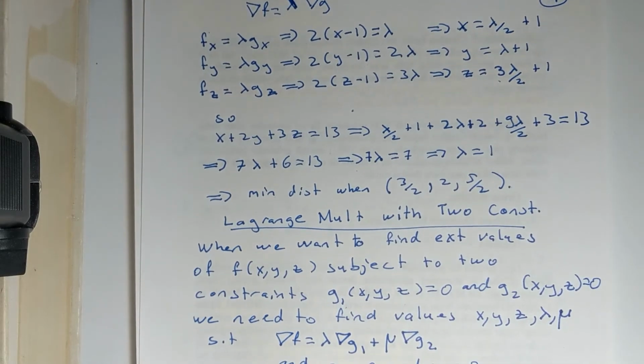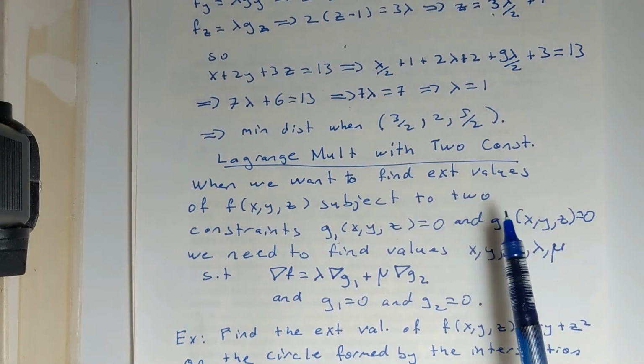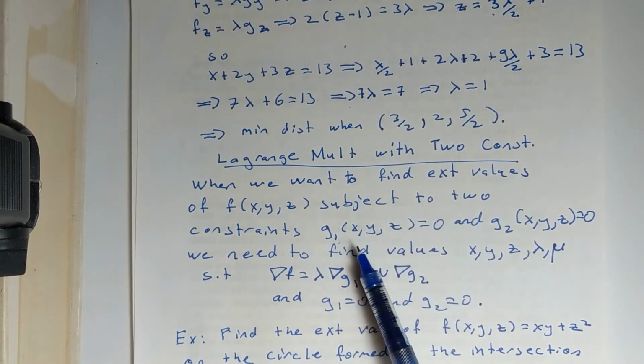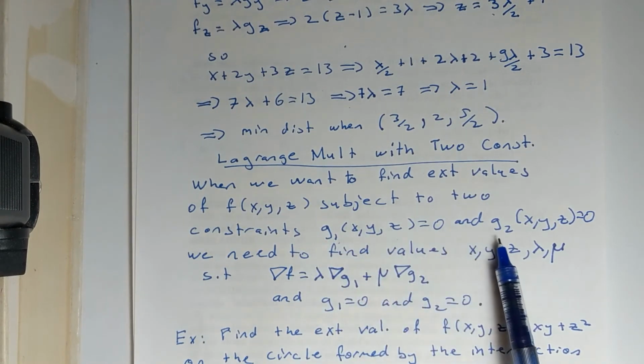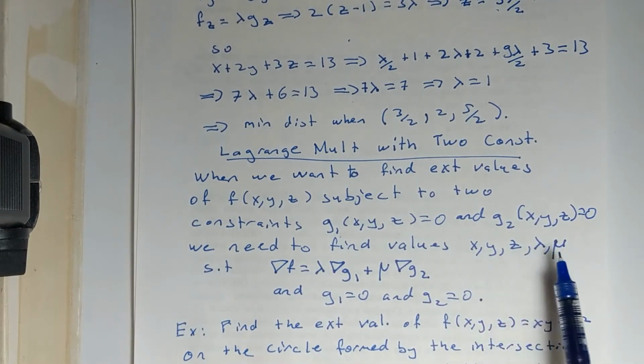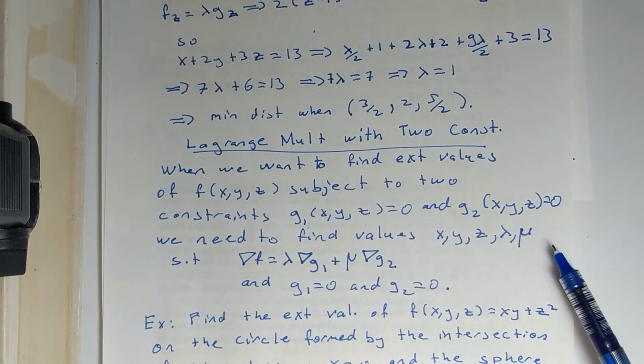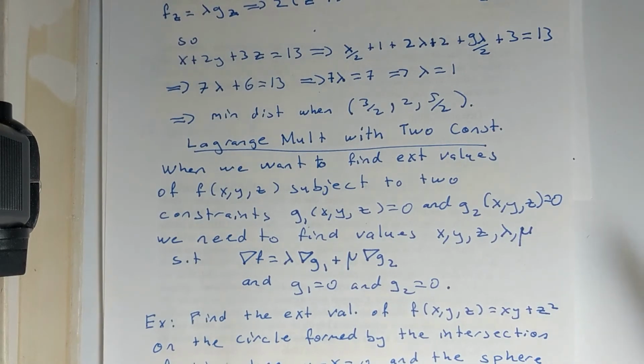The next thing I want to say is what happens when we have not just one constraint, but two constraint curves or surfaces. Once you do this, it can be very easily generalized. When we want to find the extreme values of f(x, y, z) subject to two constraints, I'll call them g sub 1 equals 0 and g sub 2 equals 0, we need to find the values x, y, z, lambda, and mu. Guys, you don't need to use mu. If you're having difficulty writing mu, you can say lambda sub 1, lambda sub 2, or c1, c2. It doesn't matter.